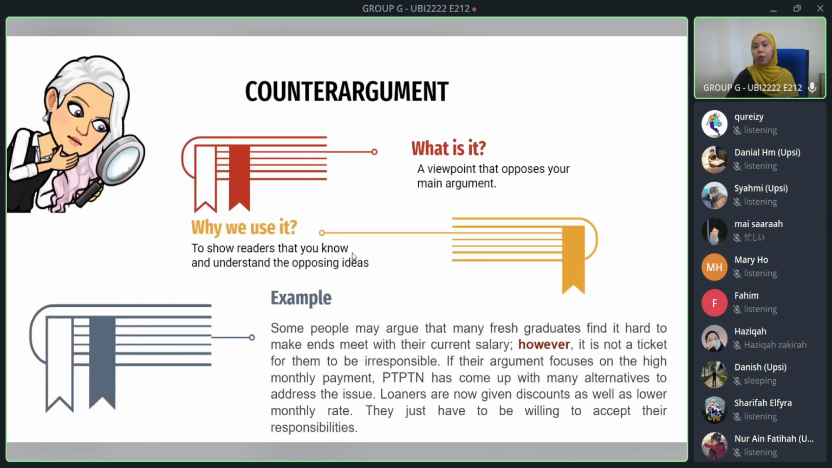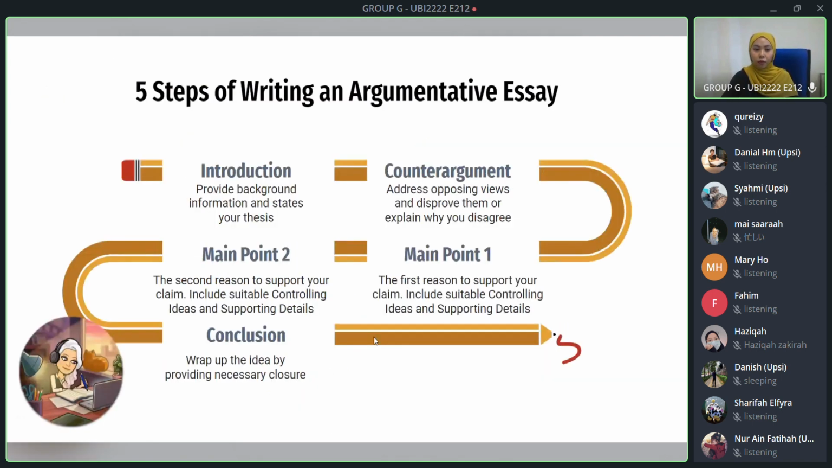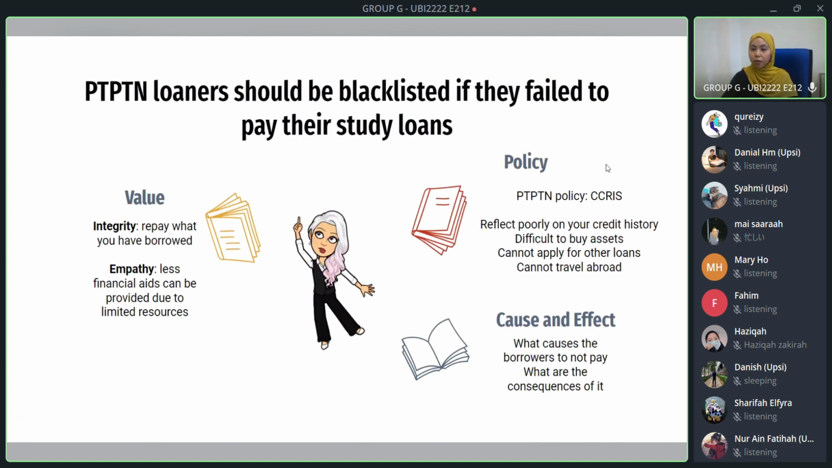Now let's talk about counter argument. What exactly is a counter argument, everyone? It's a viewpoint that opposes your main argument. And why do we use it? To show readers that you know and understand the opposing idea. So let me show you an example. Let's say the topic is still the one, PTPTN, still the same thing. So the ones that we had here just now, all these main ideas, basically agree with the claim. Based on this value and even policy, it seems like the writer agrees that PTPTN loaners should be blacklisted if they fail to pay their study loans.